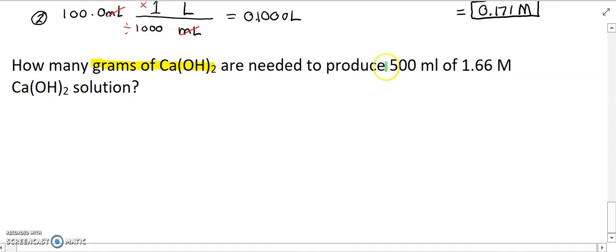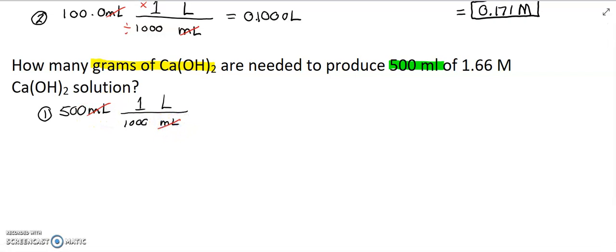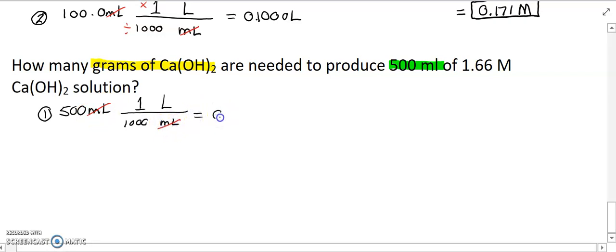Well, first of all, to start, I have 500 milliliters. And I can't use milliliters, so my first step is going to be to take this 500 milliliters, and I'll put milliliters on the bottom. That puts liters on the top, and in 1 liter, there are 1,000 milliliters. Again, if you just want to move a decimal place, that would work just fine. And I'm going to end up with 0.500 liters of solution.